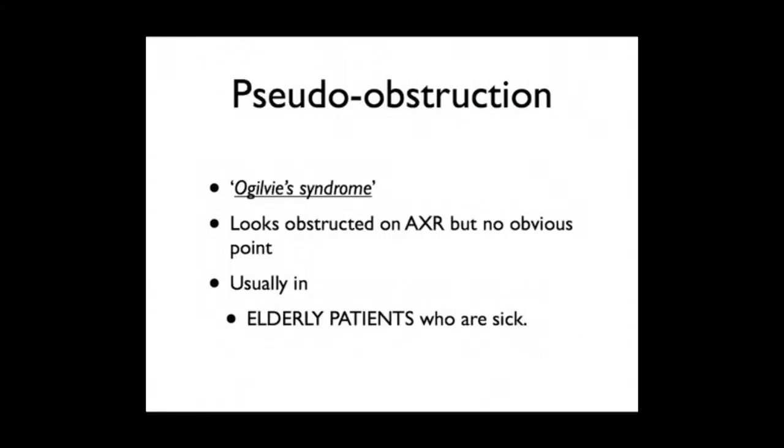And finally, you've got pseudo-obstruction, which is Ogilvie's syndrome. So what's this? This is when the patient has the features of obstruction. You look at the X-ray, and you can see dilated loops of bowel and all those things that would make you think of an obstruction, but there isn't any obvious point to this obstruction.